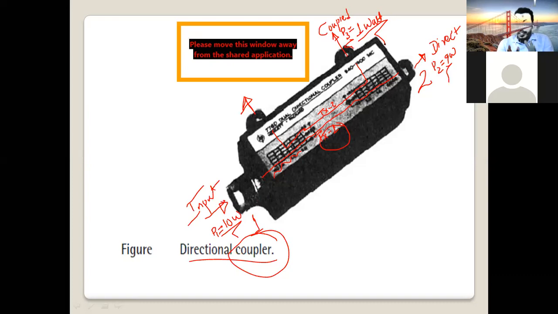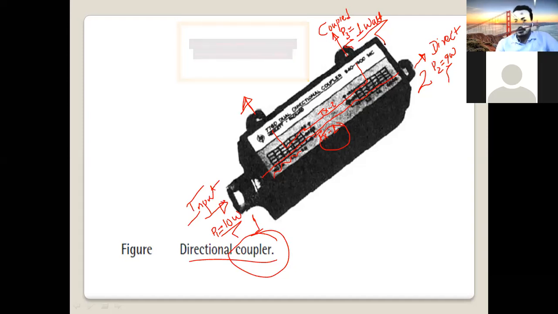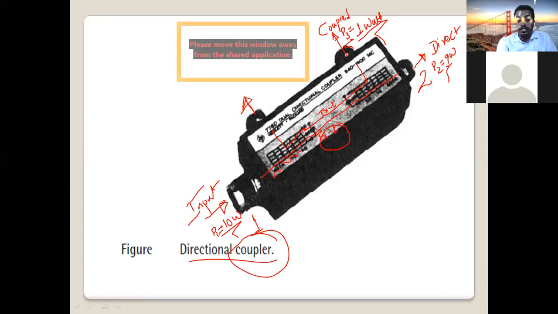So here the input signal is divided into 2. Most of the signal power is transmitted directly from port 1 to port 2, but a small portion is coupled and we get it at another port, what we call the coupled port, P3, 1 watt. Here we are assuming there is no attenuation in the device. Insertion loss due to the coupler is assumed to be zero, which is a lossless device. So 9 watt is transmitted directly, 1 watt will be coupled.